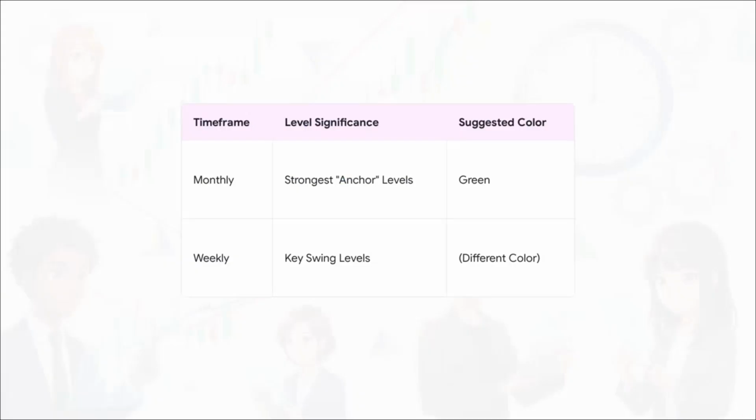So you might be wondering, okay, but won't adding monthly levels just clutter my chart again? Great question. And the answer is super simple. Color coding. You just give each time frame its own color. For example, maybe you make your strongest monthly levels green and your key weekly levels blue. This tiny habit makes your chart instantly readable. You know the strength of a level with just a glance.